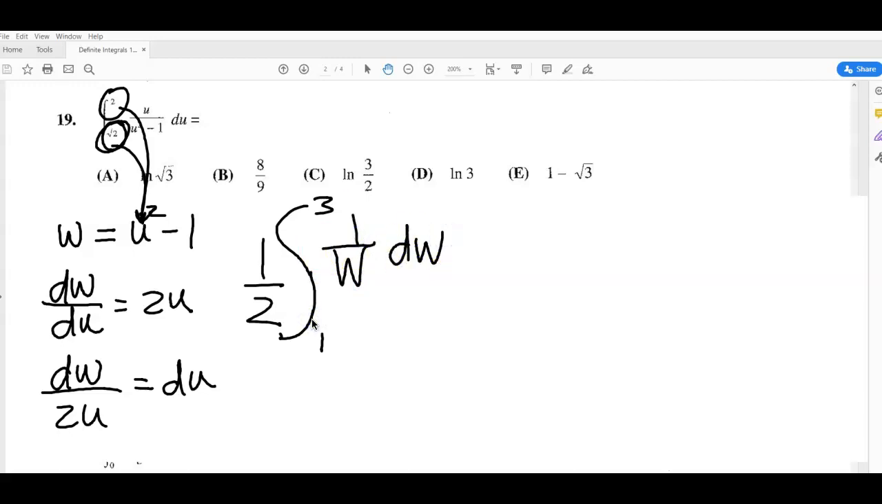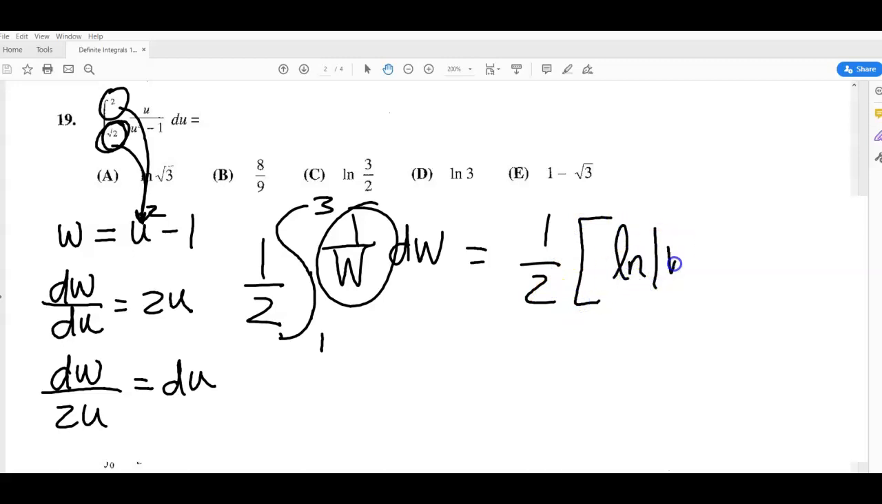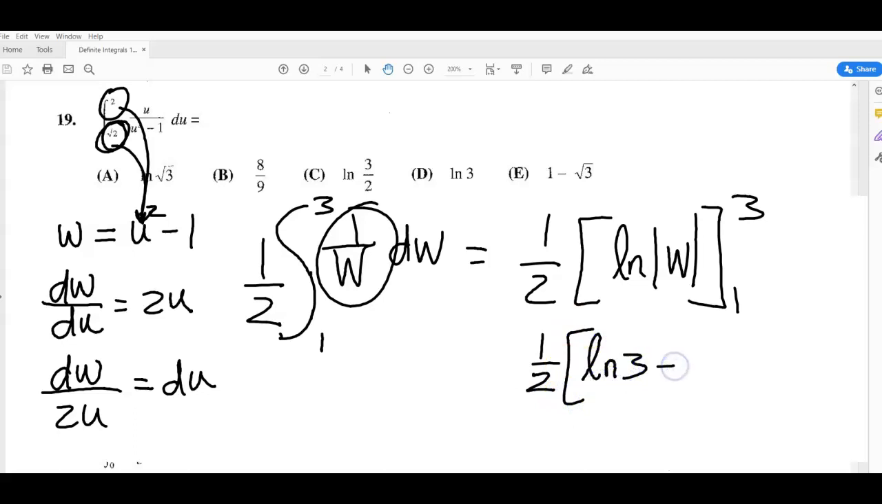There you go. And once again, when you integrate this, that's an ln, right? So now we're going to have 1/2 ln of the absolute value of w from 1 to 3. Plug them in, and go to town. Once again, ln of 1 is 0, so we have 1/2 ln of 3. It's our final answer. Do they have that?